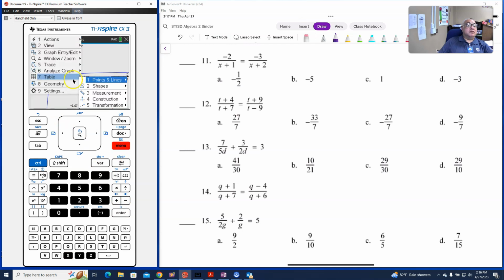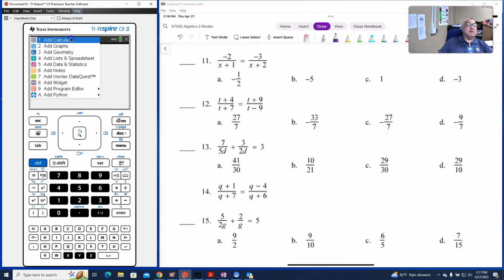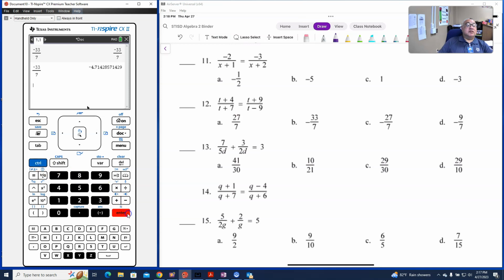So go to menu, analyze graph, find the intersection. So the intersection is negative 4.71. So it has to be one of these three numbers. I'm thinking it's going to be negative 33 over 7, and you can check that. Negative 33 divided by 7, enter, control, enter. That's it. So your answer is B.